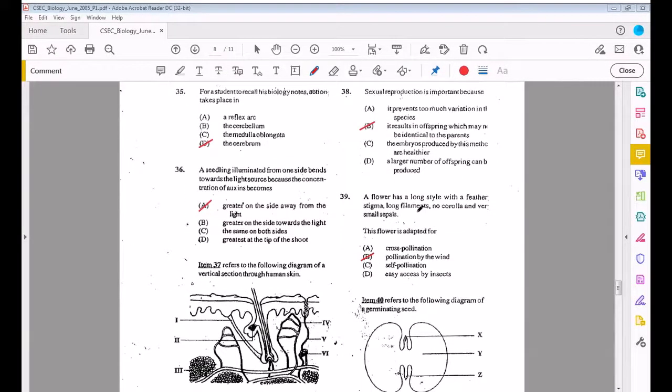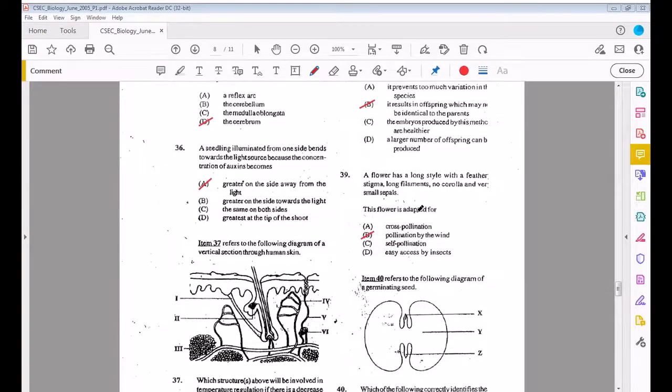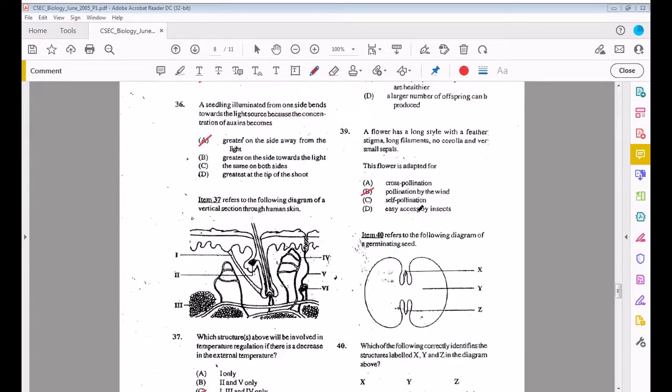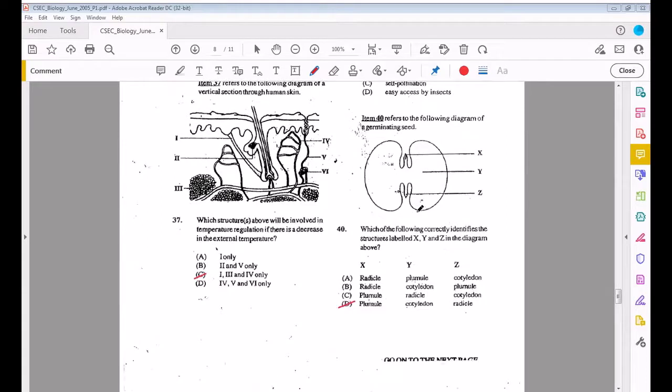35. For a student to recall his biology notes, action takes place in D, the cerebrum. We have memory storage. 36. A seedling illuminated from one side bends towards the light source because the concentration of auxins becomes A, greater on the side that is away from the light.